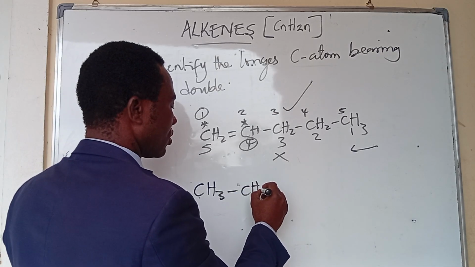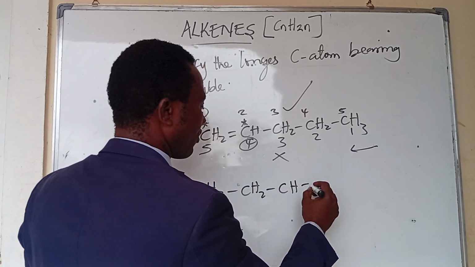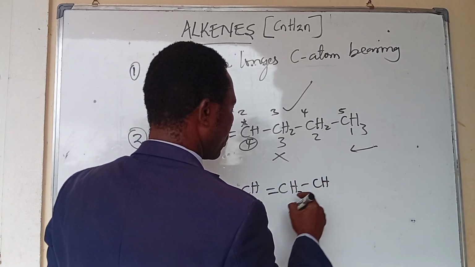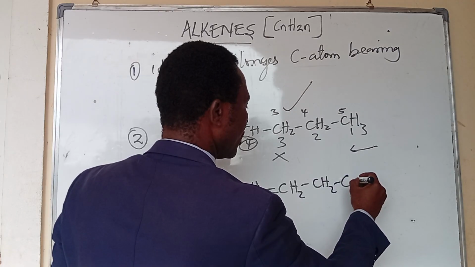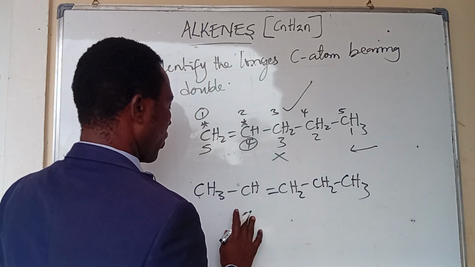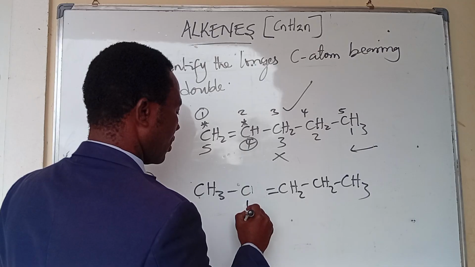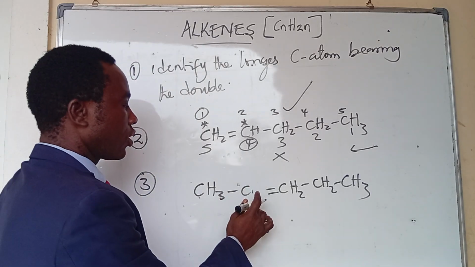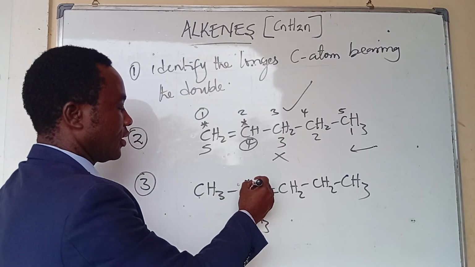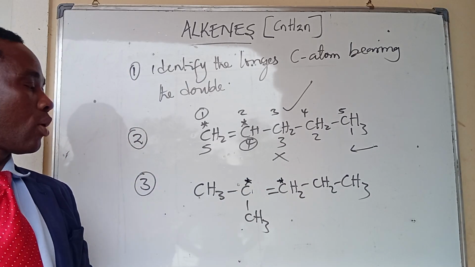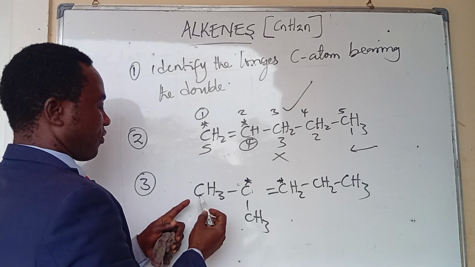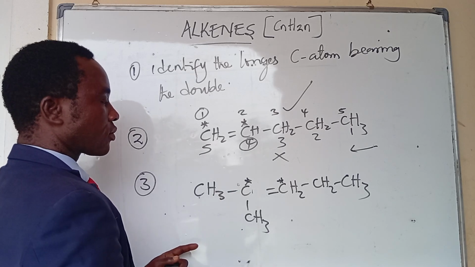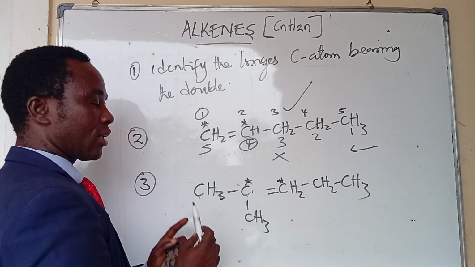Now, when we have CH3, CH2, CH, then a double bond here, and here is a CH2 and CH3. Then let's say somewhere here we have a methyl substituent. If you look, the carbon atoms that bear the double bond are this carbon and this carbon. Now if we number from here 1, 2, our substituent is at number 2. If we number 1, 2, 3, 4, our substituent is at number 4.